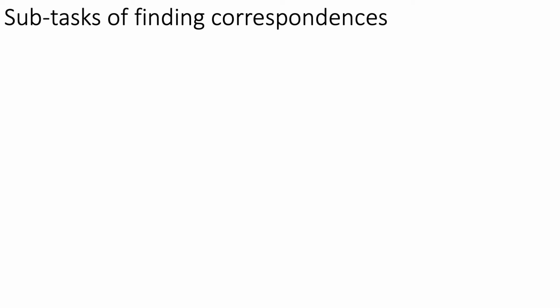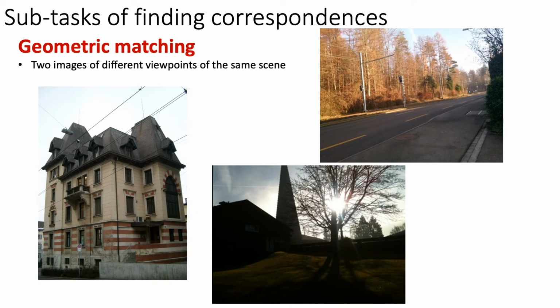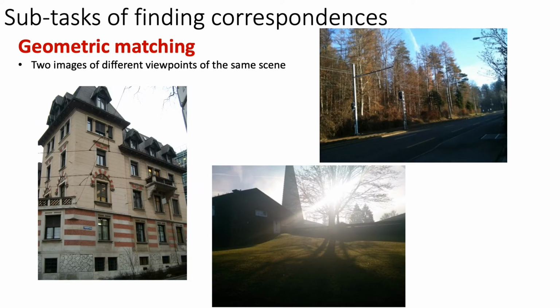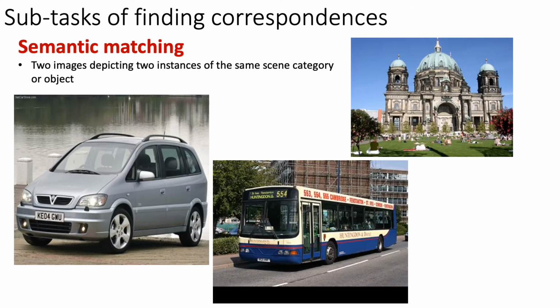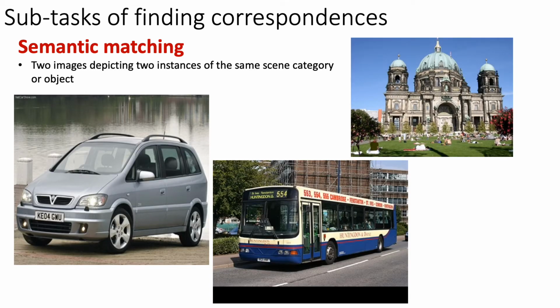The task of finding correspondences unifies different subtasks. The first one is optical flow, where images are consecutive frames of a video. They present little motion with similar appearances, and they also have independently moving objects and occlusion. The second subtask is geometric matching. Here, images show different viewpoints of the same scene. They experience large motions and significant changes in appearance. Finally, the last one is semantic matching, where images are two instances of the same scene category or object. They show drastic shape variations as well as appearance changes.